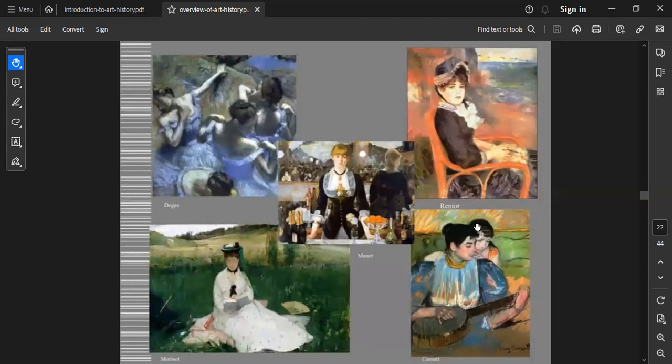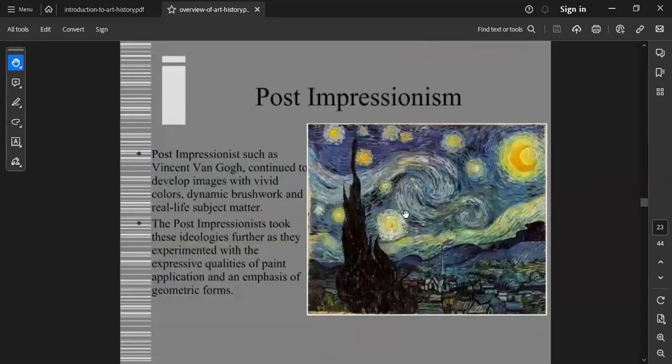So these are some of the works. This is done by Manet. This is done by Monet. Claude Monet is different, Manet is different, so do remember them separately. This is done by Degas. These are all there in your study material, so you can refer to these images and find out if there's any specific name. These are some other works done by Renoir.